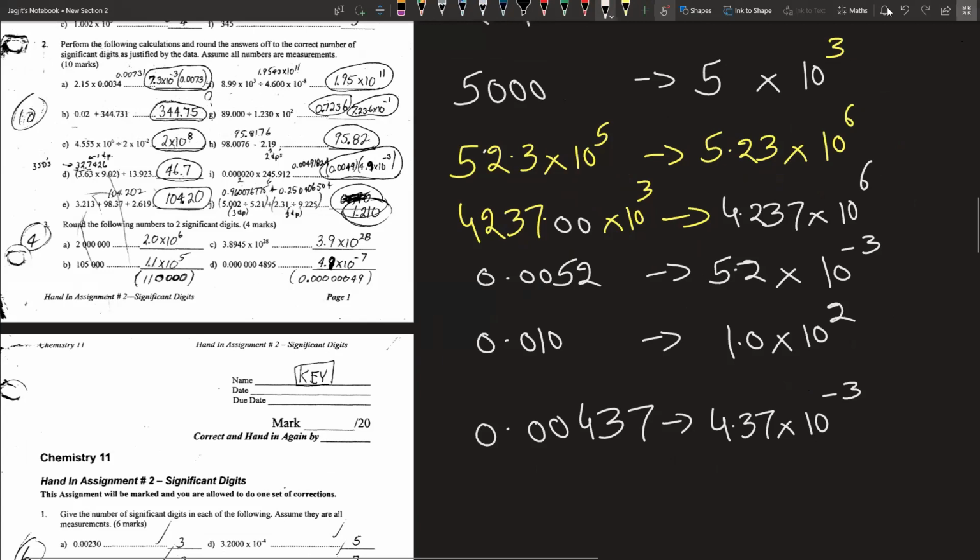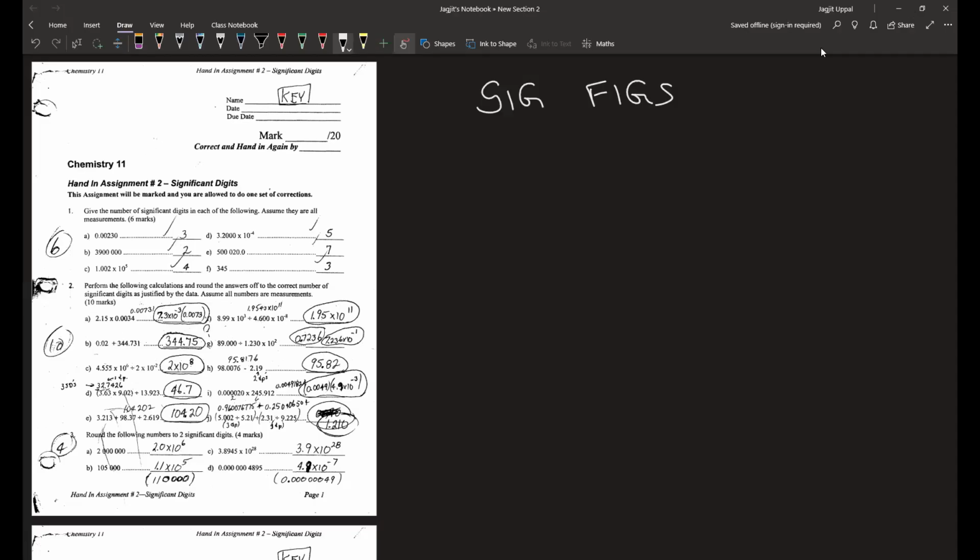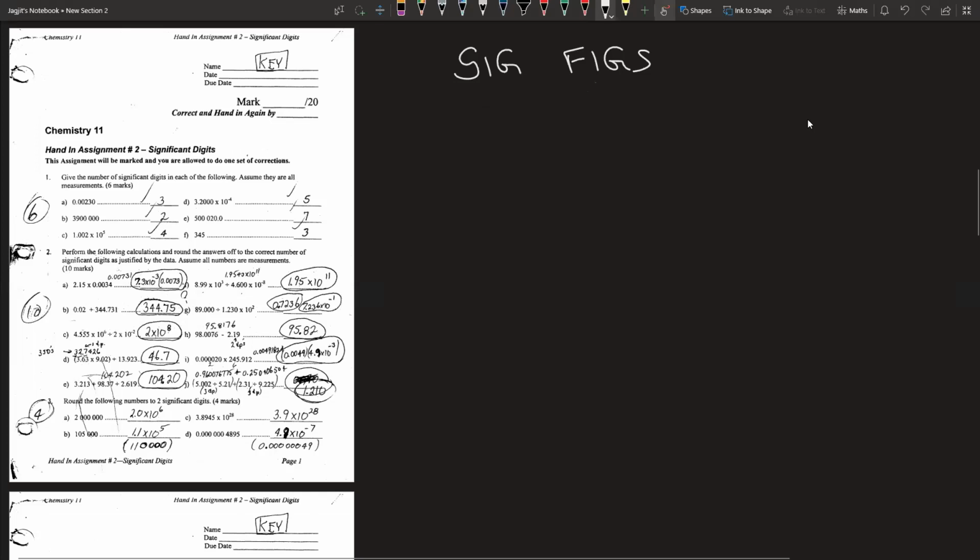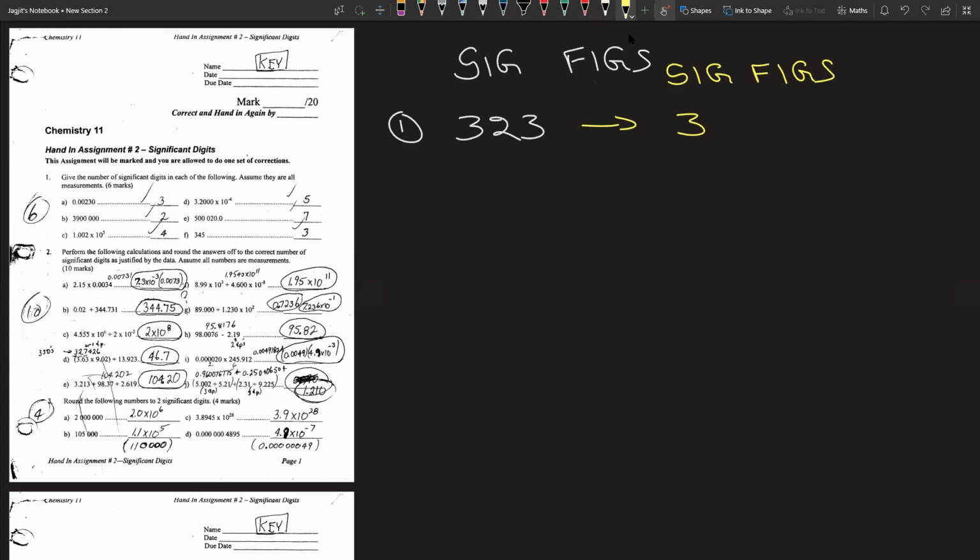Yeah. Okay, good. All right, guys, now we're going to talk about significant digits, or sometimes they're called sig figs. There's a couple rules you need to know. I'm going to start listing them. If you see a number like 323, and I ask how many sig figs are there? You just count the digits. 1, 2, 3. So sig figs are 3. I'm going to write my sig figs here. So that number has 3 sig figs.